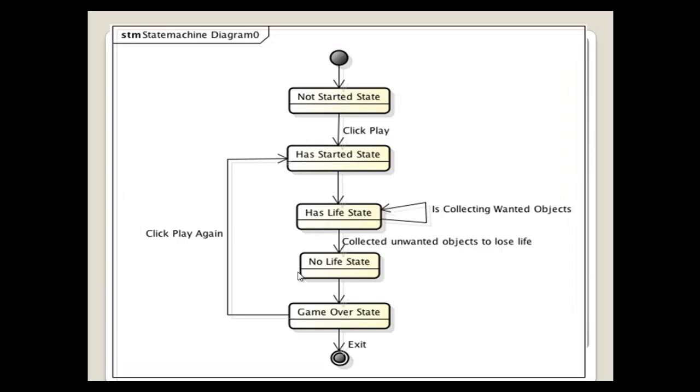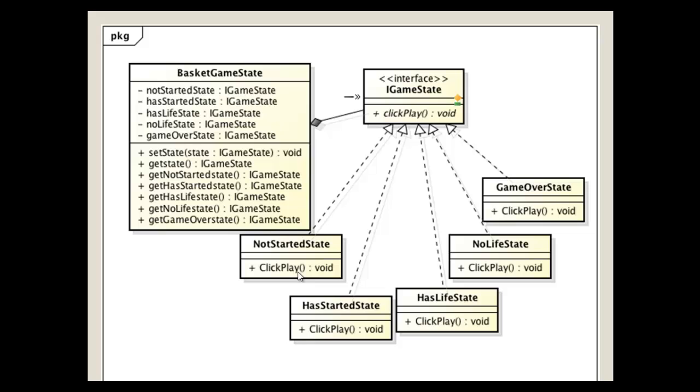Basically a game starts with a not started state, and when you click on play it will go to the has started state, then to has life state, and you continue to remain in has life state as long as you are collecting correct objects. But when you start collecting unwanted objects you tend to lose life, and then you enter into no life state and then game over state. When you exit you again go to the not started state, but when you click again it will go to the has started state. Here is a class diagram for the same.